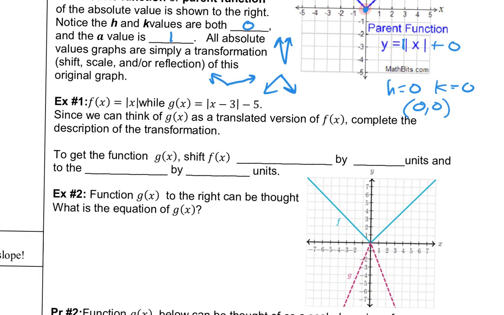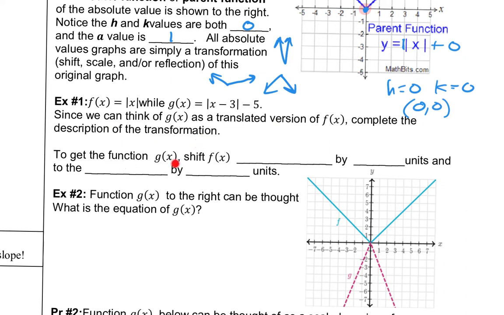Example 1. If f of x equals absolute value of x, while g of x equals absolute value of x minus 3, and minus 5 out here. Since we can think of g of x as a translated, translated means a shifted version of f of x, complete the description of the transformation.